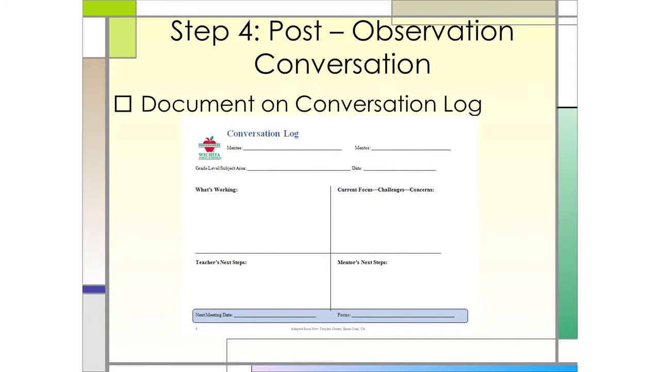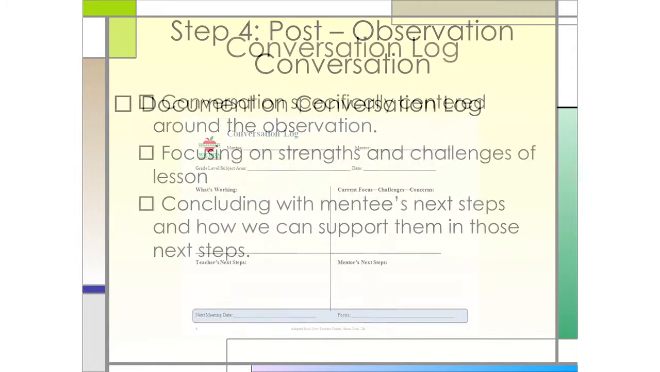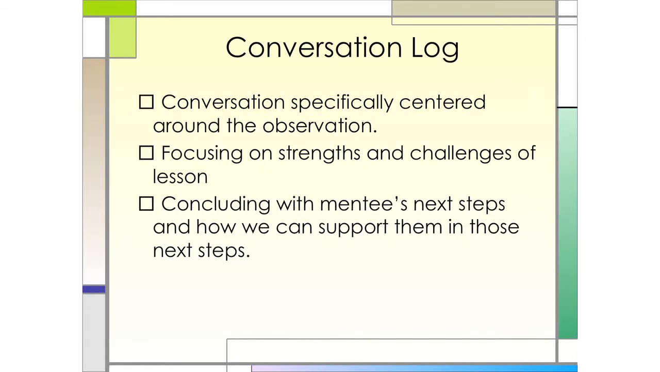This conversation specifically focuses on the observation data that was collected in step 2. Completing the conversation log helps the teacher analyze the strengths and opportunities of growth from the observation, and it allows the mentee to determine his or her next steps and what support is needed. This conference is focused on the observation. Questions should be asked to bring back teachers' thinking to the observation data if off topic.